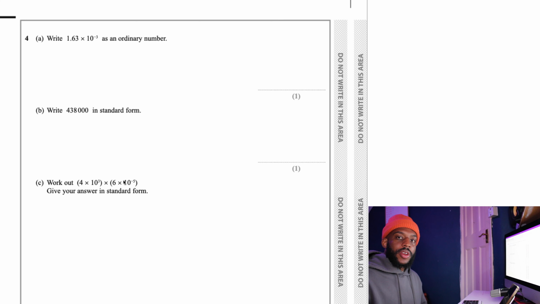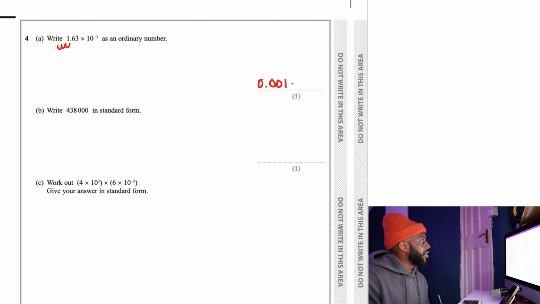In this question, we're going to be looking at standard form. In the first part, part A, we need to change that standard form to an ordinary number. So 1.63 times 10 to the power of minus 3, that's just going to move your decimal 3 places to the left. So we'll end up with 0.00163.